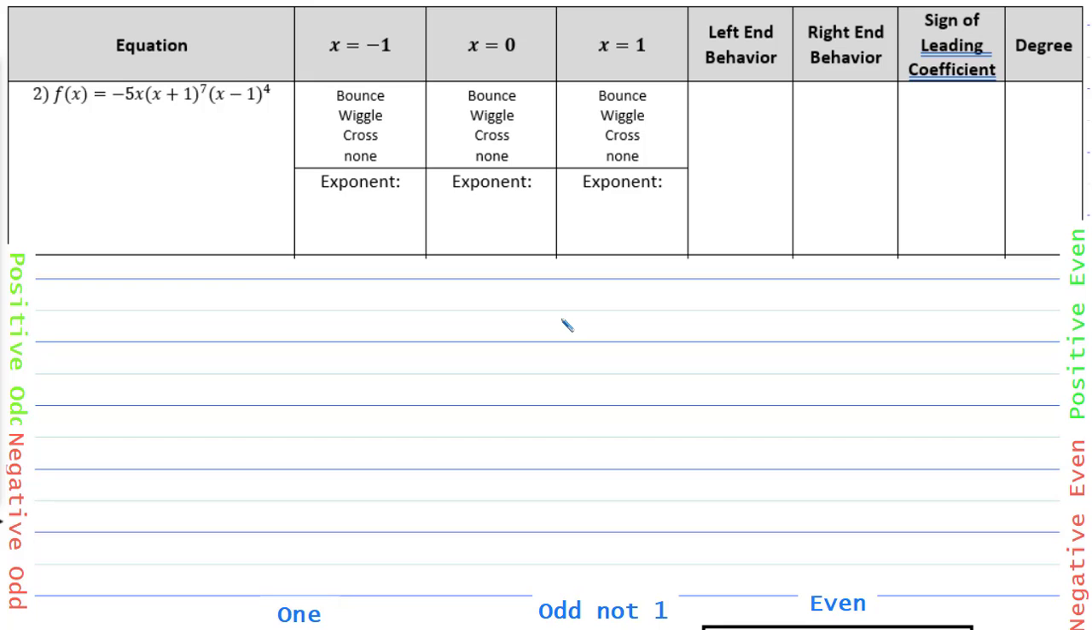So let's go ahead and do the next one. We're going to go through the same process. So negative 5x equals 0. x therefore is 0. At that point, the exponent was 1. Ones are crosses based upon our rules.